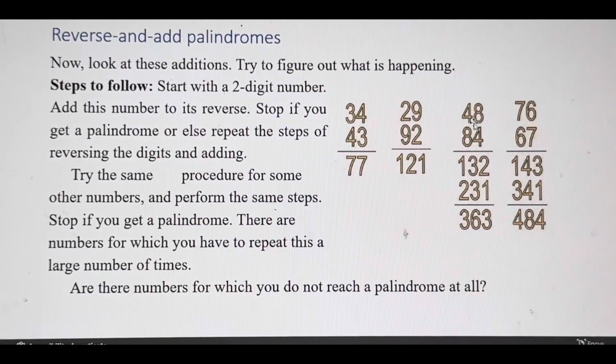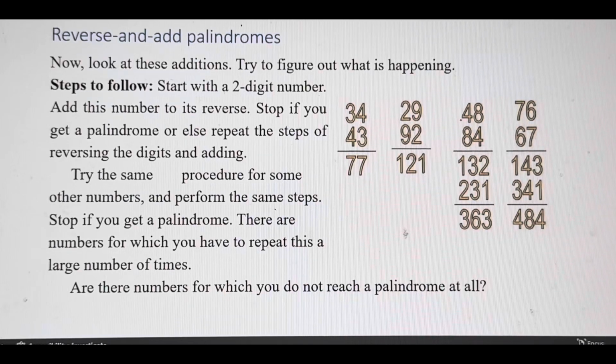Reverse and add palindromes. Now look at these additions. Try to figure out what is happening. If we see the first addition given here, just concentrate on this. 34, 43. 34 plus 43 gives 77. So what is done here? The reverse of 34 is 43. If we add them, we get 77, which is a palindrome. Now the second example is 29. The reverse is 92. If we add, we get 121, which is again a palindrome.